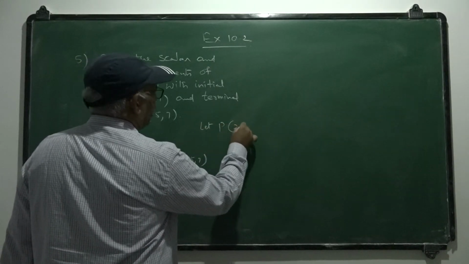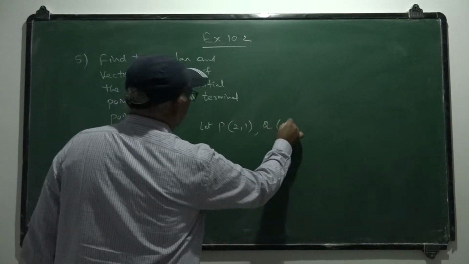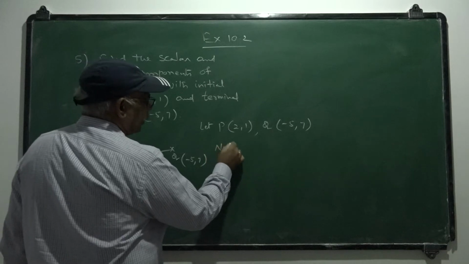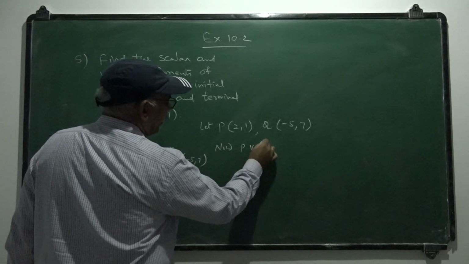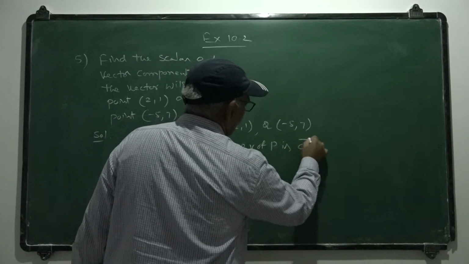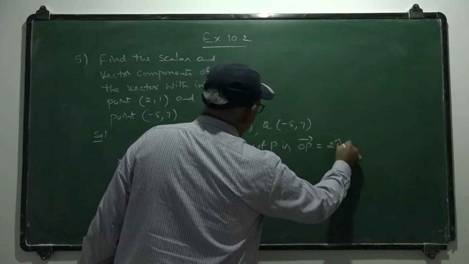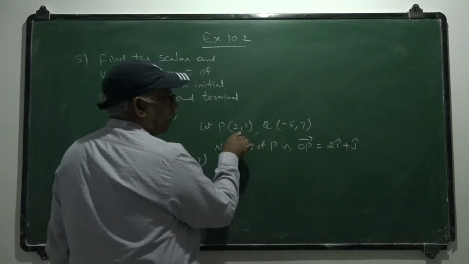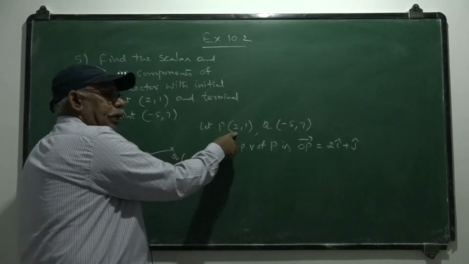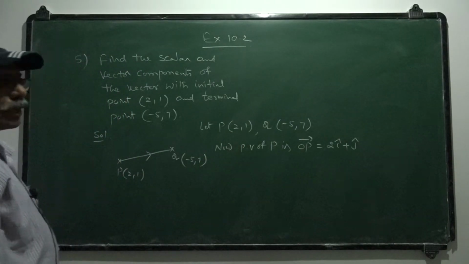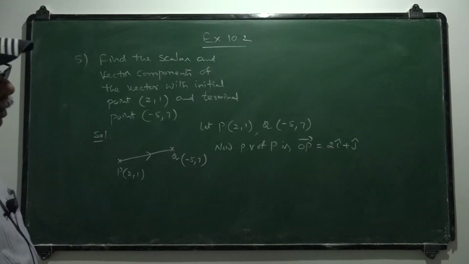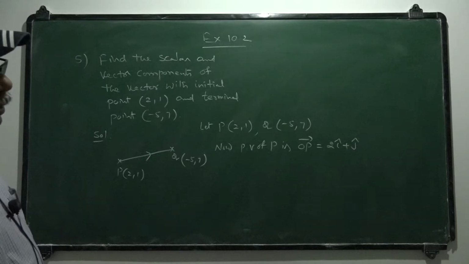Let P be the point (2, 1) and Q be the point (-5, 7). Now the position vector of P is OP bar equal to 2i plus j. Based on this point, along the x-axis we are taking 2 units, along the y-axis we are taking 1 unit. That's why the position vector of P is OP bar equal to 2i plus j.